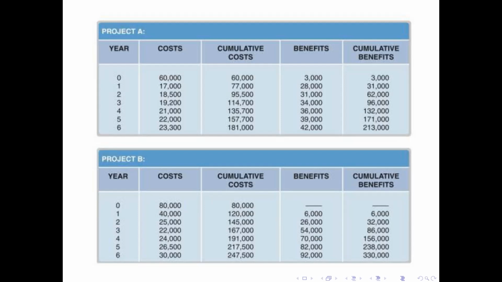So benefit means the advantage you get by implementing the system. So that will be 3,000, 20,000, and so on, right? And then this is cumulative. So you can see the cumulative cost starts at 60,000 and goes up to 181,000, and the benefits go from 3,000 to 230,000. So you can see at some point the values are the same. That means the cost and benefit will be the same. And similarly, you can look at the same figures for project B as well.